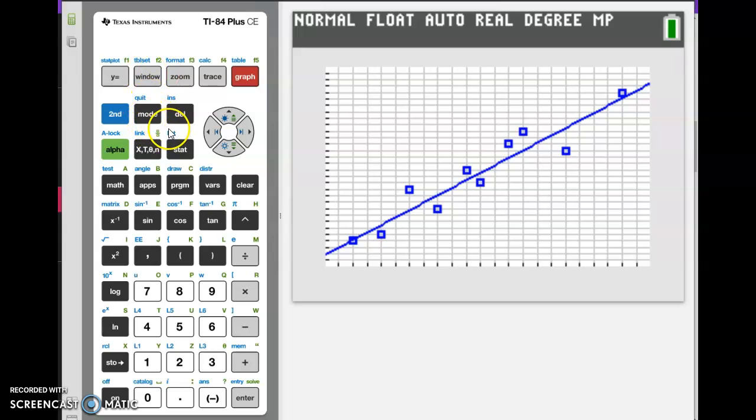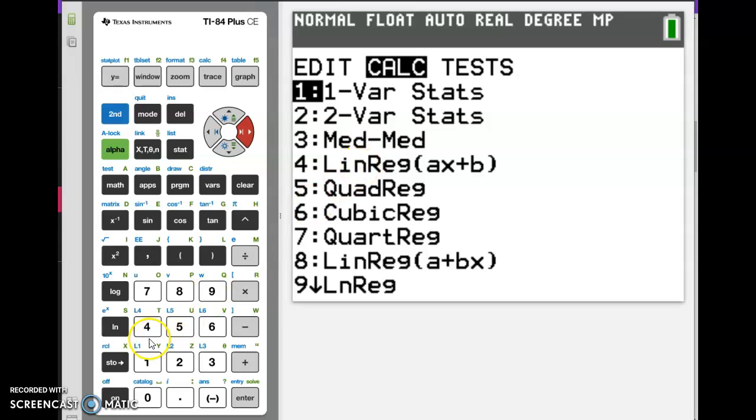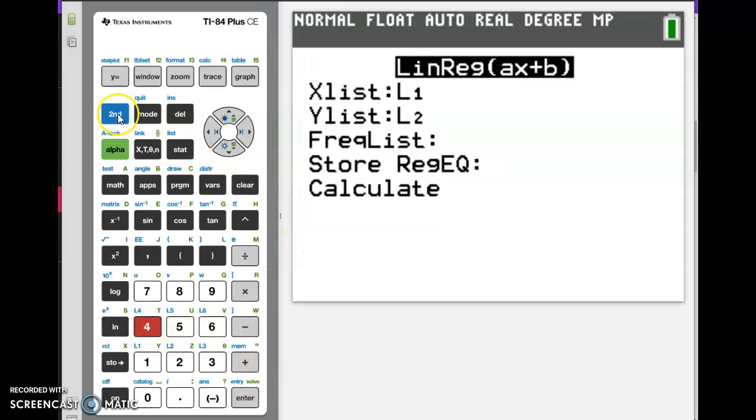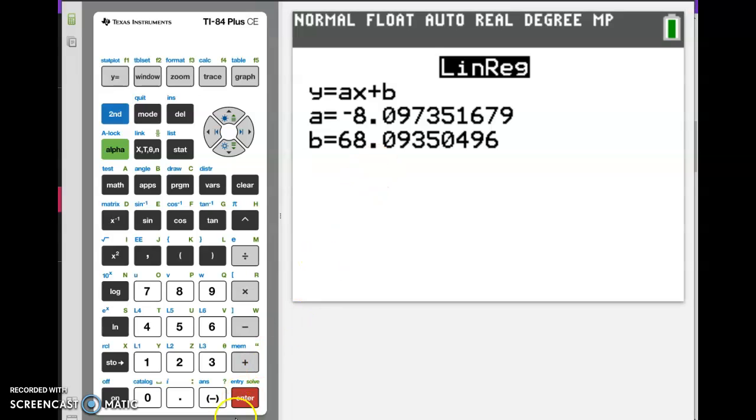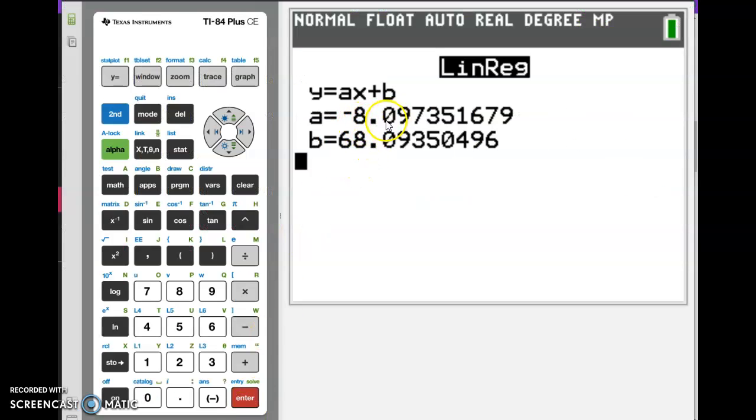All right, so I'm going to go to Stat, Calc, and then number 4. All right, my data is in L3, so second 3 and second 4. There's my data for x is 3, y is 4, and then go down to calculate. All right, so here is my y equals ax plus b. And it says round both coefficients to the nearest tenth. So a is going to be negative 8.1 and b is going to be 68.1.